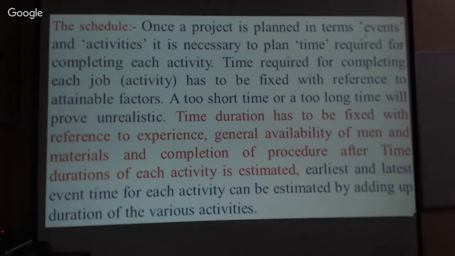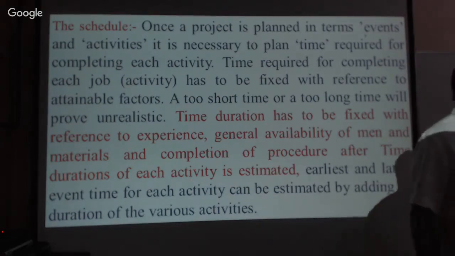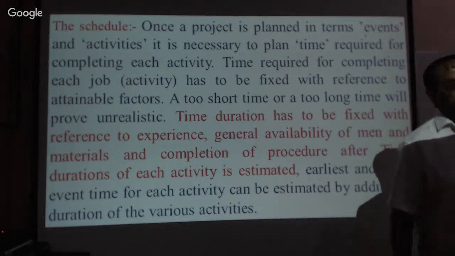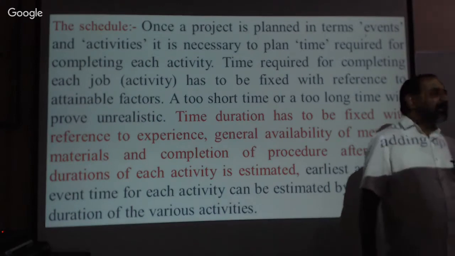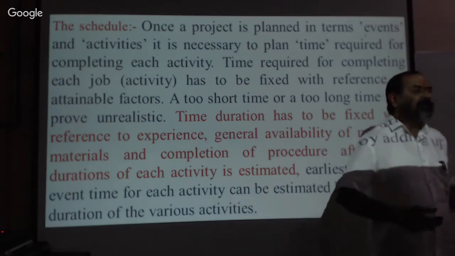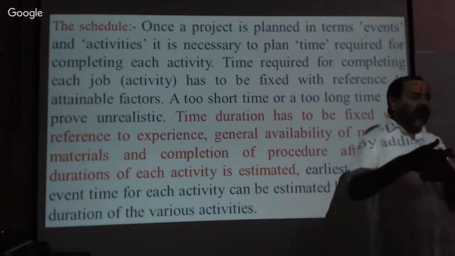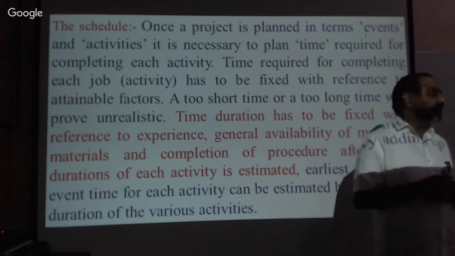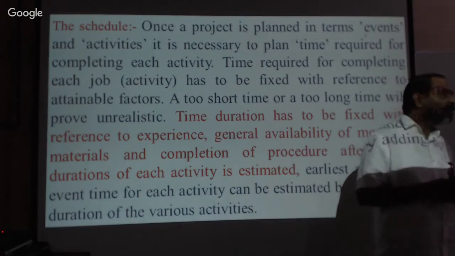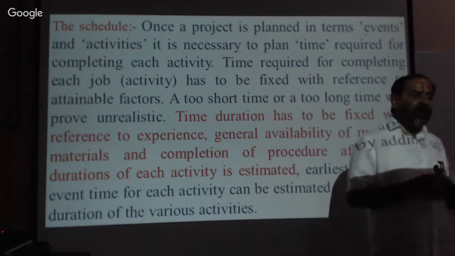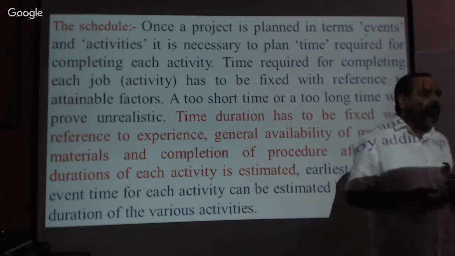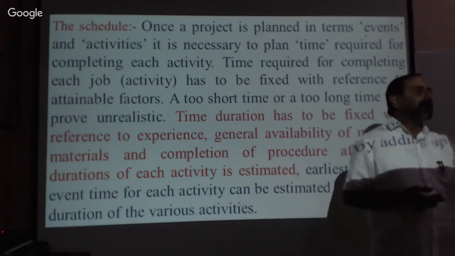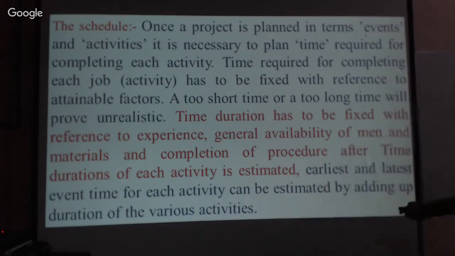Isn't it? If you say I will finish in 10 days, or I need 1 year, or 3 months, now they are unrealistic. How are you going to judge this? How are you going to decide it? When allocating time for a job, how much time you need to do it, that is decided by whom? That is decided by the project engineer who is going to prepare that network diagram.